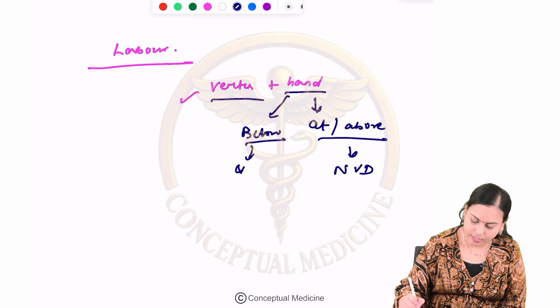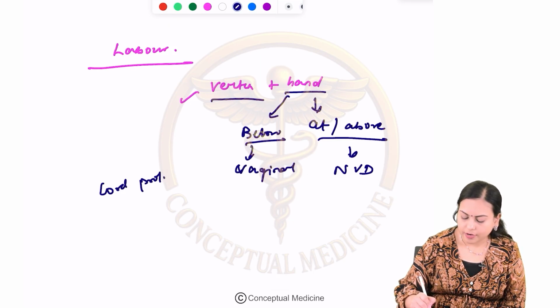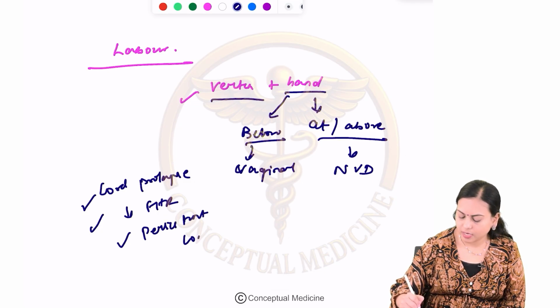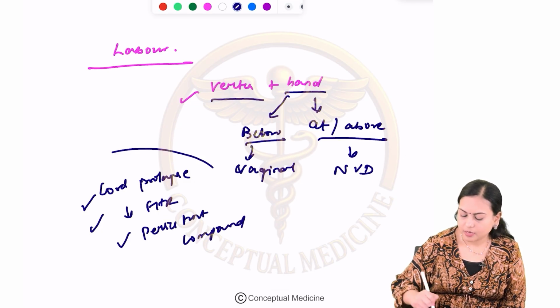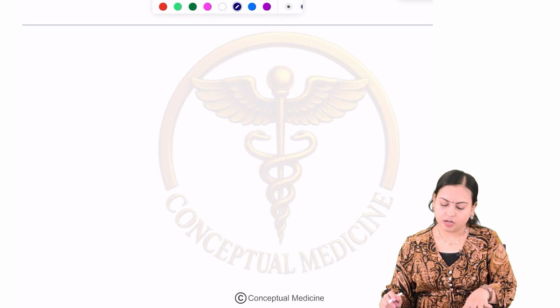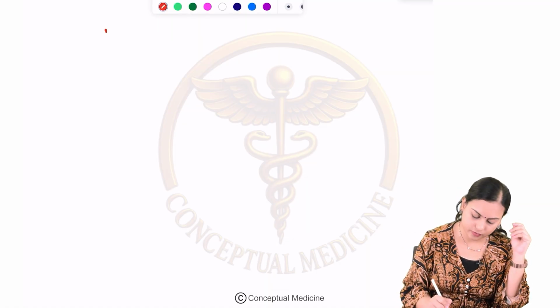Suppose it is below, you have to make an attempt to slightly push the extremities inside and attempt vaginal delivery. Suppose due to any reasons there is cord prolapse or a decreased fetal heart rate, or there is a persistent compound presentation even, in these cases you will prefer cesarean section. Clear? Last but not the least, I want to talk about unstable lie also.